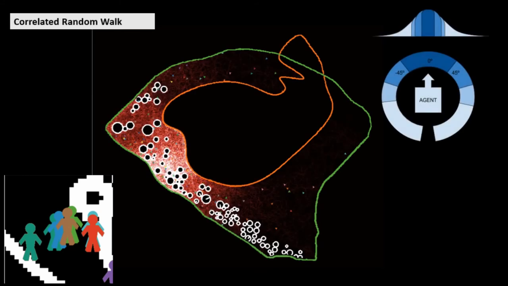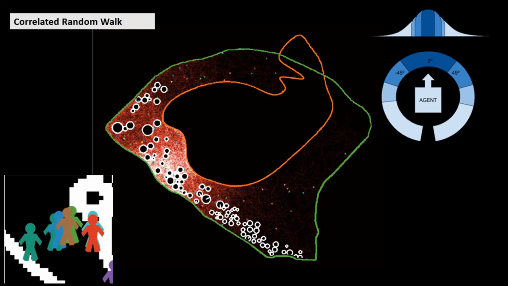A way better way of describing human movement is a correlated random walk, in which the probability of going forward is higher than the probability of just turning around and going backwards. And that probability is distributed as a normal distribution, as you see there. So if you have an agent pointing forward, then the next step is more likely to be forward or at an angle slightly off forward than turning around and going back. And so you can see already that those two maps differ. And depending on how we model the walk, we're going to get different results.